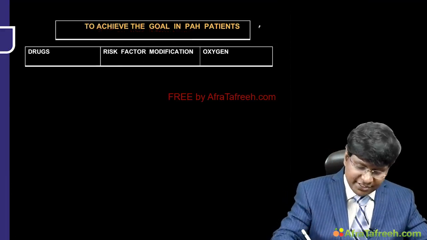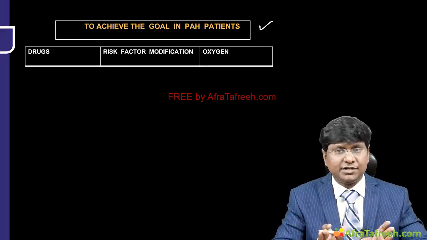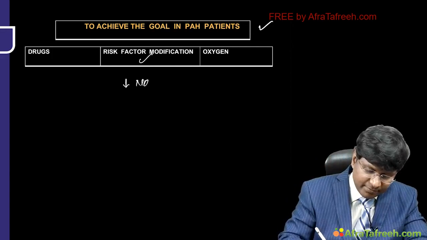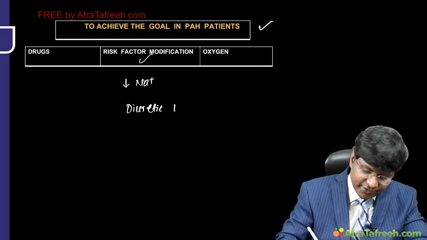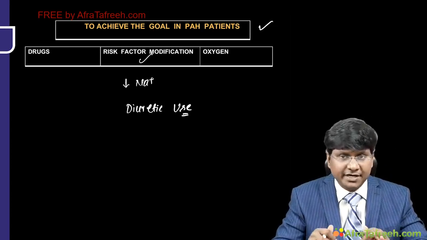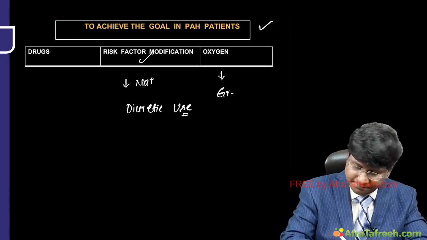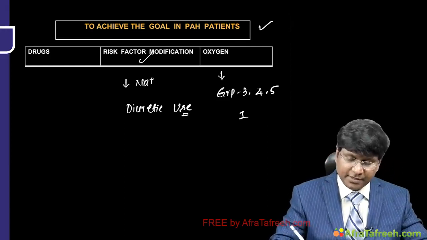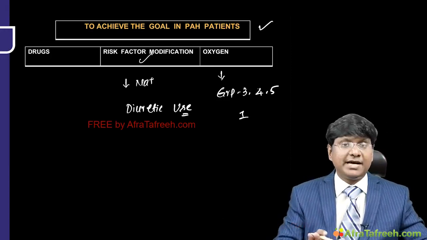Now, to achieve this particular goal, you need to give the drugs. That is the pharmacotherapy. Either monotherapy or combination therapy should be given. And risk factor modification, right? So, what is that risk factor modification? That is low sodium diet, then diuretic use in patients with group 2, like left heart pathology causing pulmonary hypertension, we give diuretics there, and supplemental oxygen mainly for group 3, 4 as well as 5, and even in group 1 supplemental oxygen is also very much required. So by these you can achieve the goal.